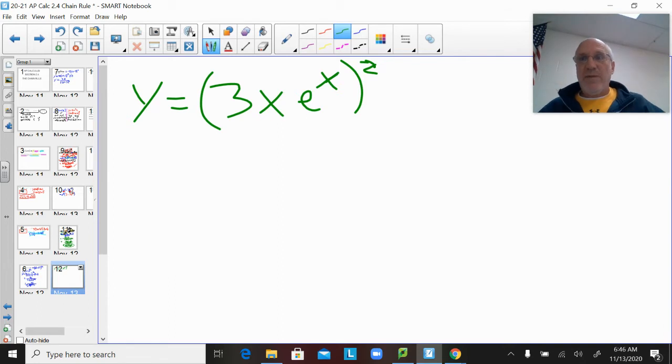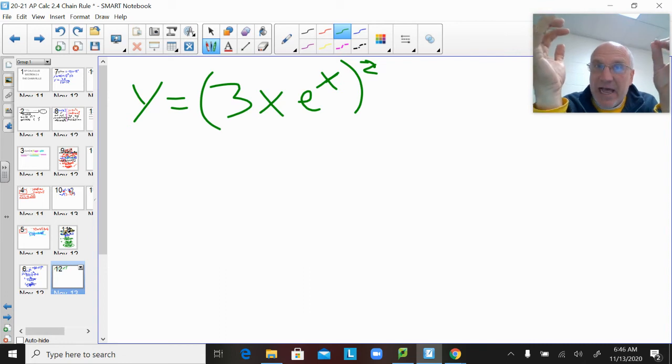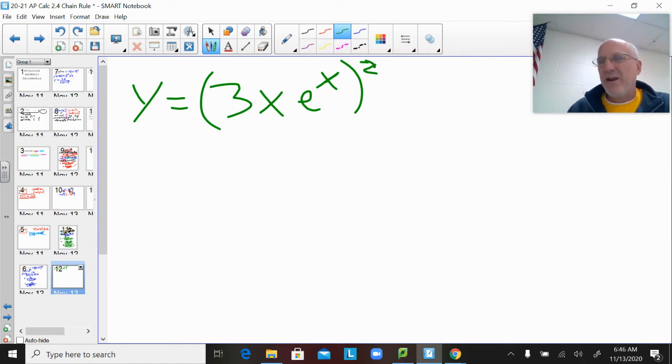That's a composite function. My inside function is 3x e to the x. My outside function is something squared. You have to start with the chain rule. Once we get to the derivative of the inside, well, heck, that inside appears to be a product, so we'll have to product rule that. So again, real important you understand that you've got to start with the chain rule here first, not the product rule or the quotient rule, but we're going to need the product rule.